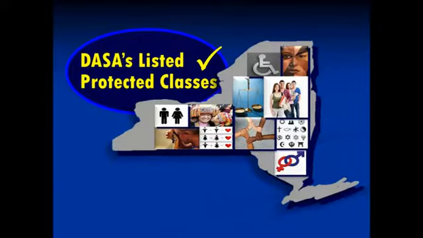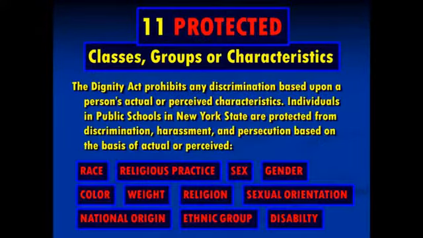Let's take a look at the list of protected classes under the Dignity Act. The Dignity Act prohibits any discrimination based upon a person's actual or perceived characteristics. Individuals in public schools in New York State are protected from discrimination, harassment, and persecution on the basis of their actual or perceived race, color, national origin, ethnic group, weight or physical appearance, religion, religious practice, disability, sex, gender, or sexual orientation.